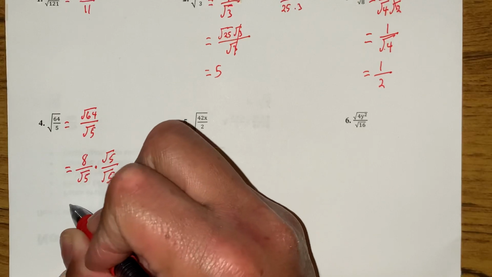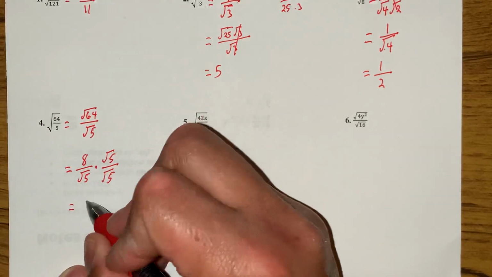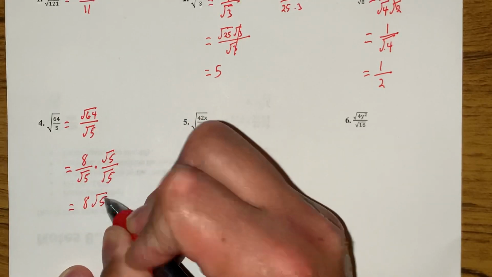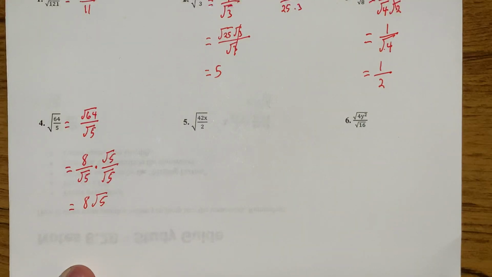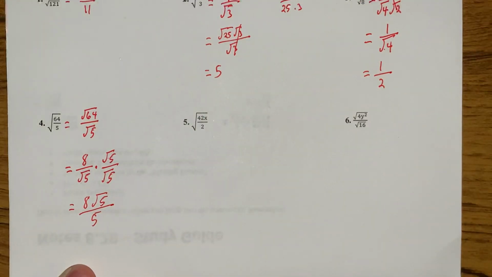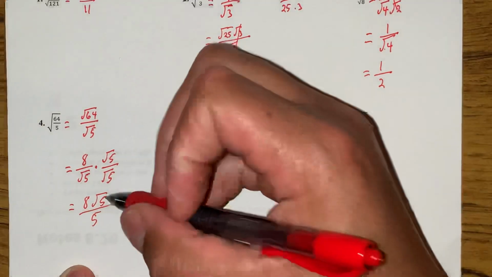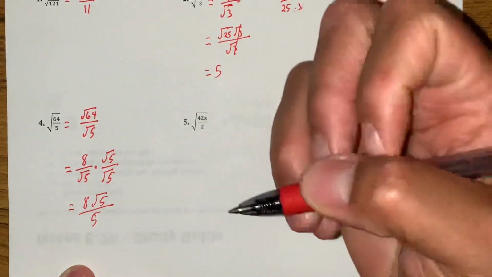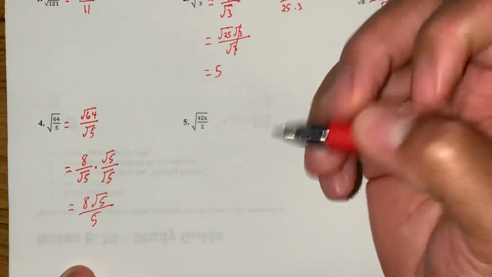So we just end up with 8 times square root of 5 on the top, which we don't have to do anything with. We just leave it just like that. We're not going to simplify that any further. Over 5. And the only other thing we'd have to do is check if 8 over 5 simplifies at all, but it doesn't. So we're good.